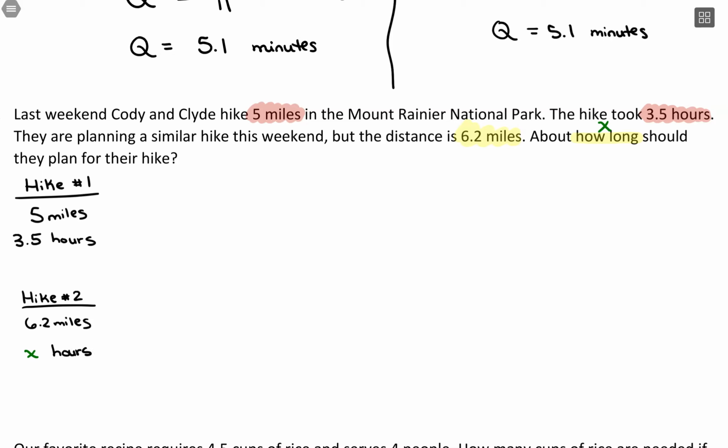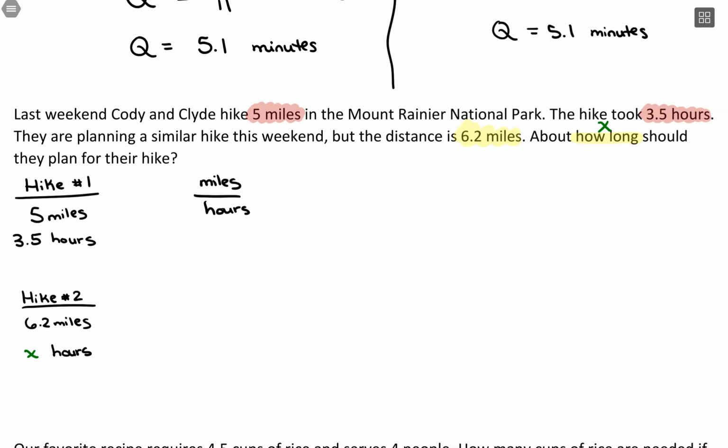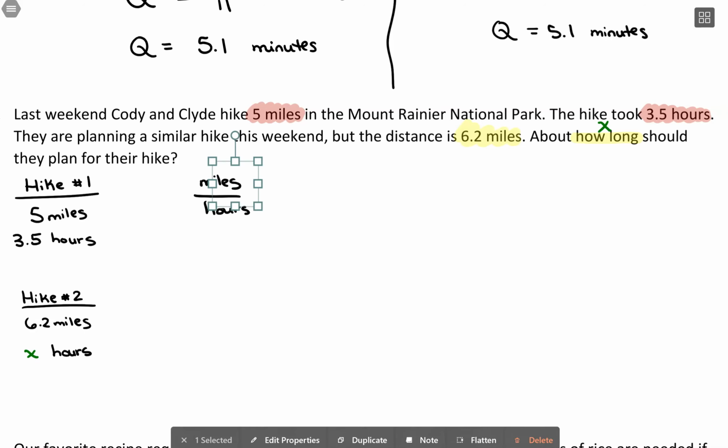So what we can do is set up a rate here, and the order doesn't matter. Like, we can do this miles to hours or hours to miles. It does not matter. In fact, I'll show you the setup for both of them and you'll end up with the same solution. I'm going to go ahead and set it up so that the rates that I'm using is miles to hours.